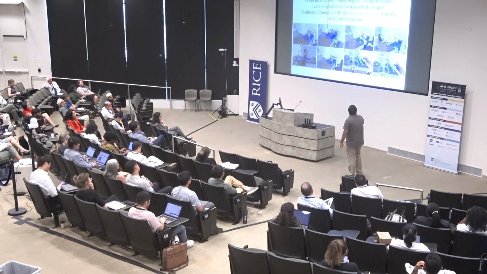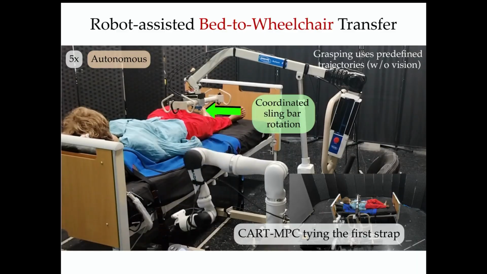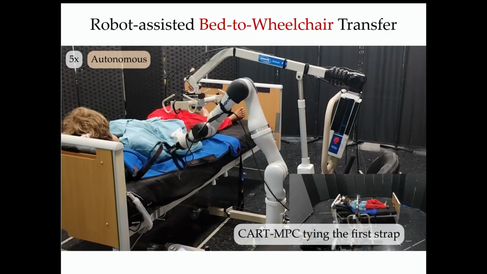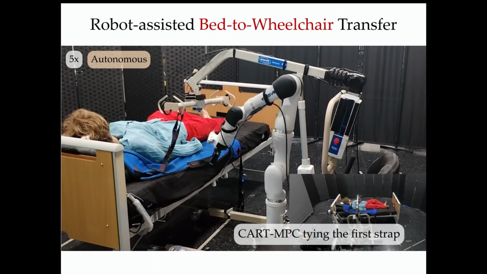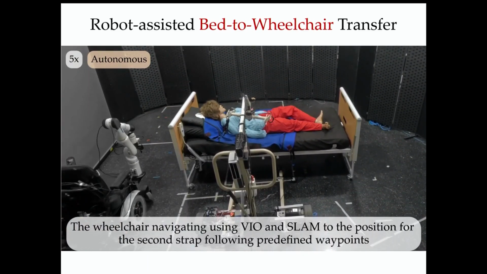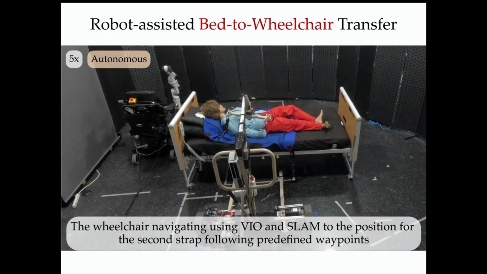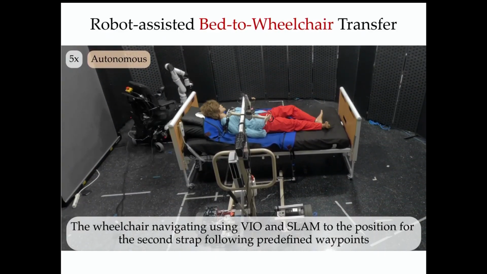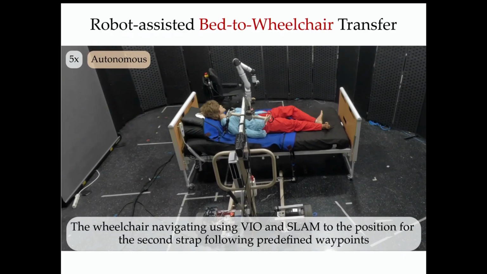But this is to see the system. I'm going to show you how it works, right? So first, the mannequin is lying down. Everything that you see is autonomous. What you see here is that the robot tied the sling, and the Hoyer sling moved its sling bar so that it's easier for the robot to tie. Then the robot automatically went this way with the wheelchair.